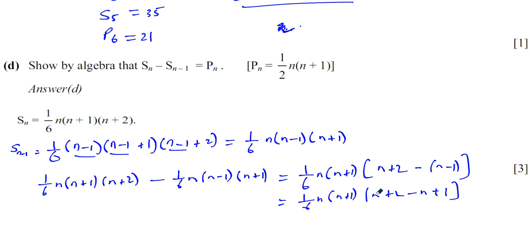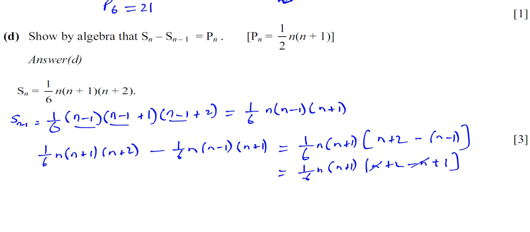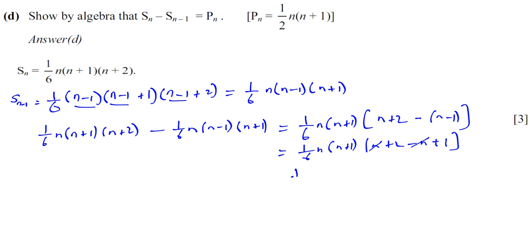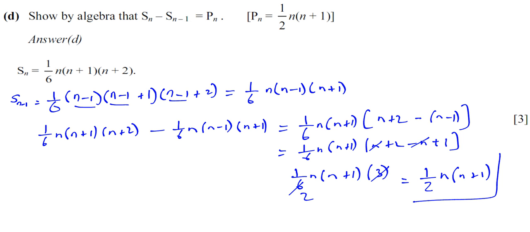So the n minus n will cancel out. So now what you're left with? You're left with 1/6 times n plus 1 times 2 plus 1, which is 3. Now 3 cancels with the 6, leaving 2. So that gives you a half times n plus 1, which is exactly what we had to prove.